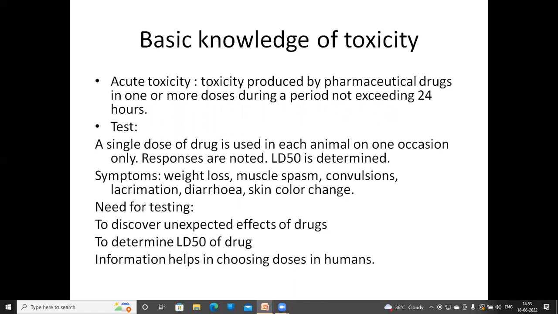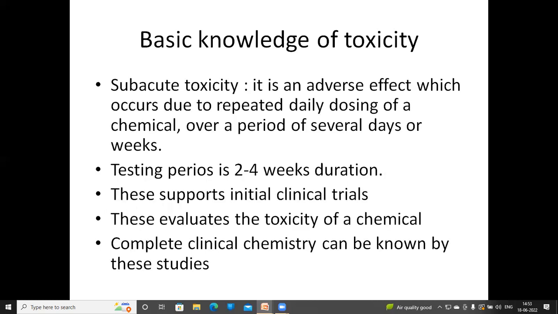So what is the need for doing this test? The need for doing this test is to discover the unexpected effect of the drug. If there is any unexpected effect of the drug, that can be discovered by doing this test. And also by determining the LD50 of the drug, you can determine the lethal dose 50 of the drug. This toxicity information helps in choosing the doses for clinical trials in humans. So this is why the acute toxicity test is done.